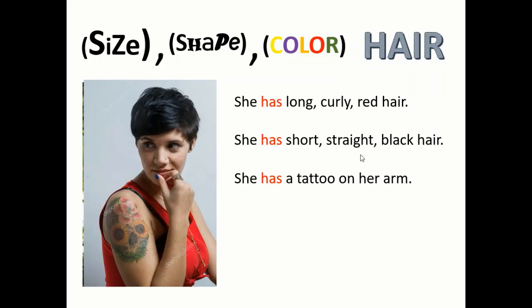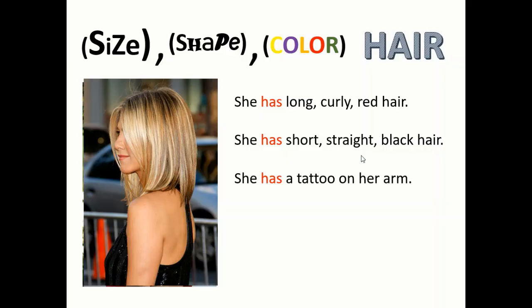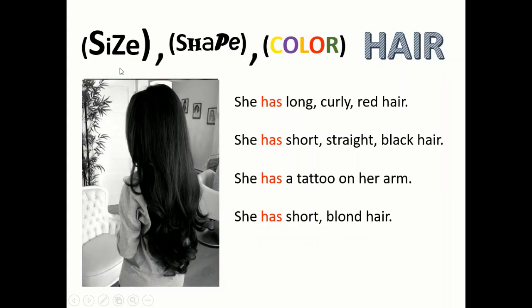We could also say that she has a tattoo on her arm. That would be another characteristic. Now, one more. For this one, let's just take the size and the color to make it shorter. We could say she has short blonde hair, right? Taking the same into account, size and color, let's make a description of this woman's hair. She has long black hair. Very well.